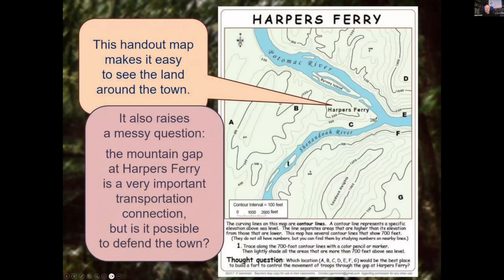The handout map that's in the packet there makes it very easy to see the land around the town, and it's got a little activity about where would be the best place to put a fort if you wanted to defend it. It's an obviously important transportation connection, but is it possible to defend this town?